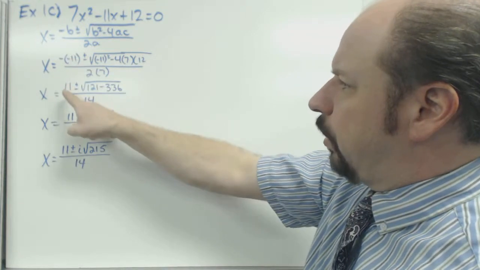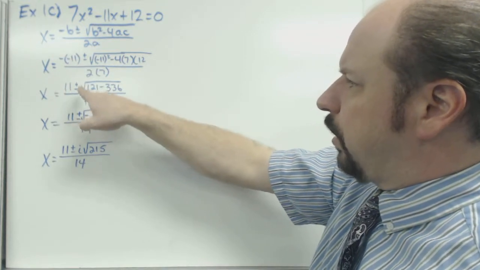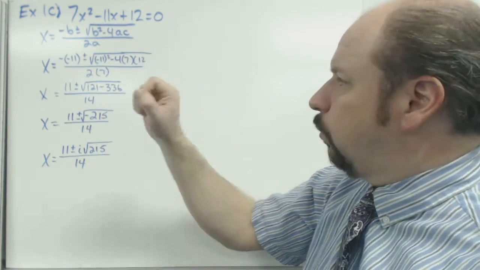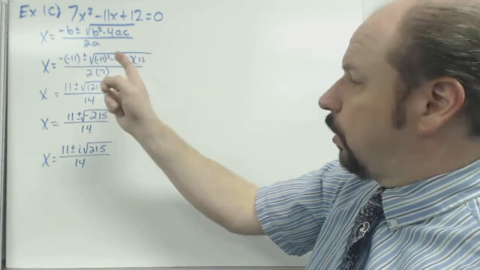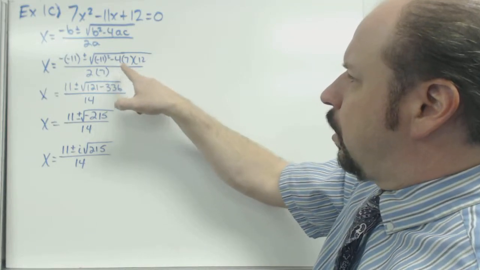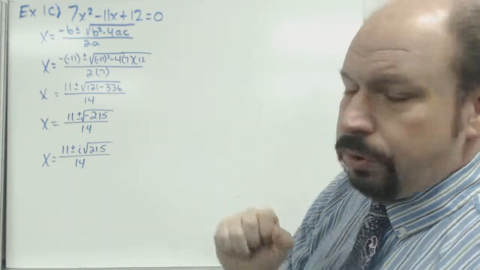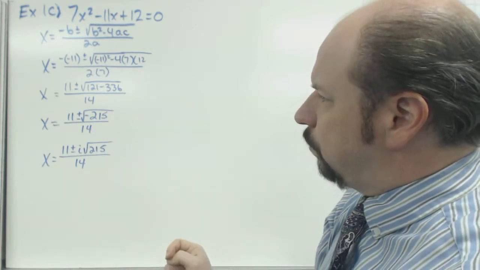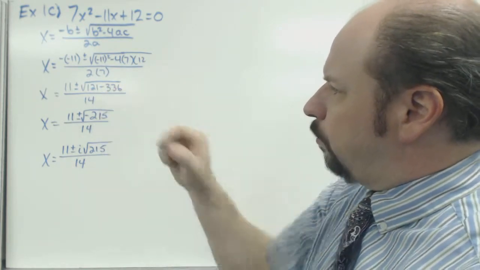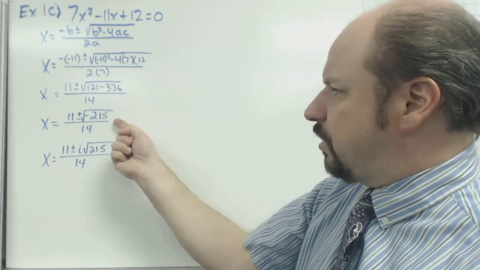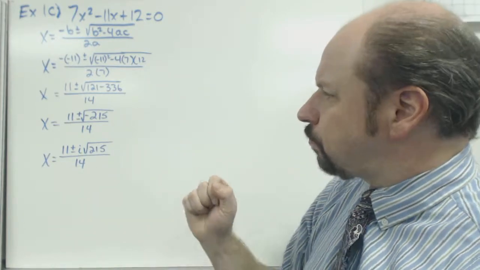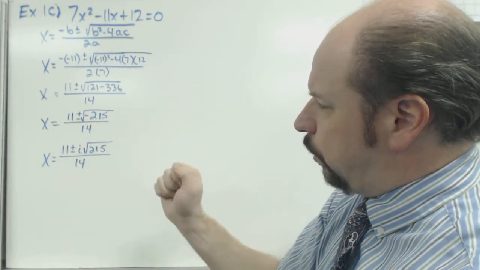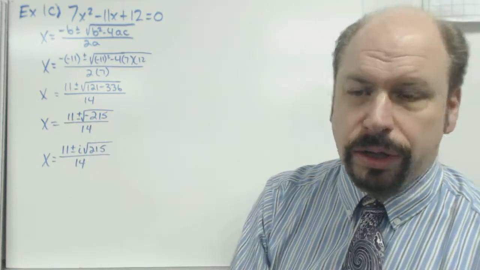So the opposite of negative 11 is positive 11, plus or minus the square root of 11 squared, which is 121, or negative 11 squared is still 121, minus 4 times 7 times 12, which is minus 336, all over 14. So 121 minus 336 happens to be negative 215. So we have 11 plus or minus the square root of negative 215 over 14.